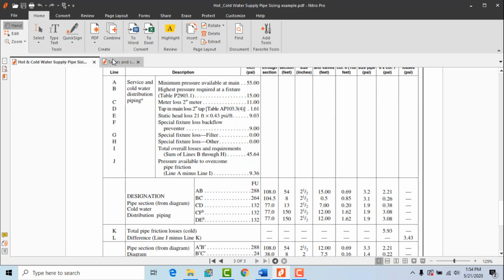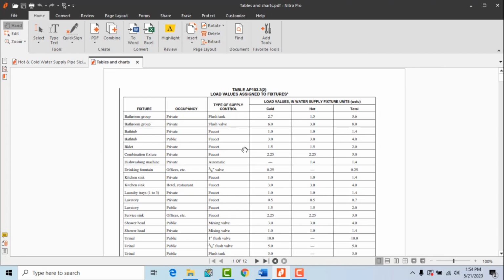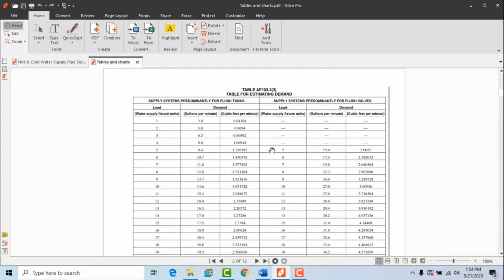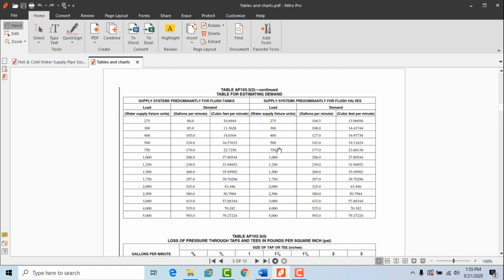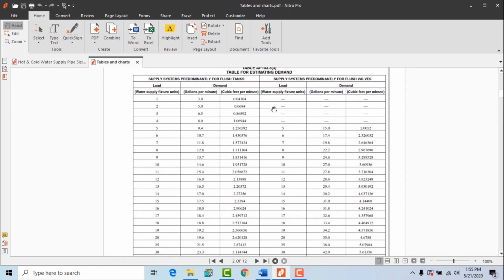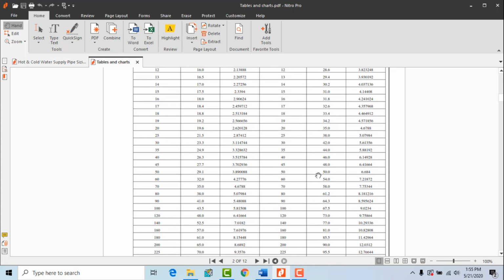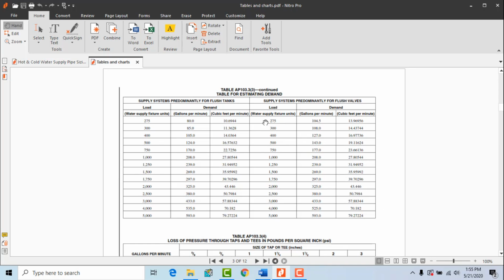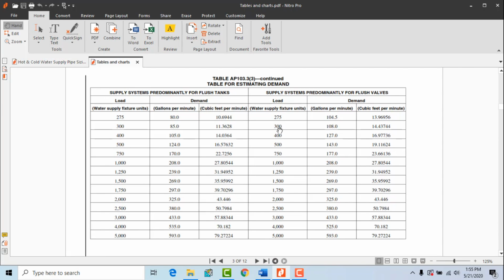So let's move to tables and charts over here, and we are going to use this table, 103.3. As you can see, this is the load, this is the demand, this is for flush tanks, and this is the load demand for flush valves. Since we are using flush valves, we need to use these columns. So we have 288 water supply fixture units. Since we have 275 here and 300 here, we are going for the higher value for safety. So for 300 fixture units, the demand will be 108 GPM.